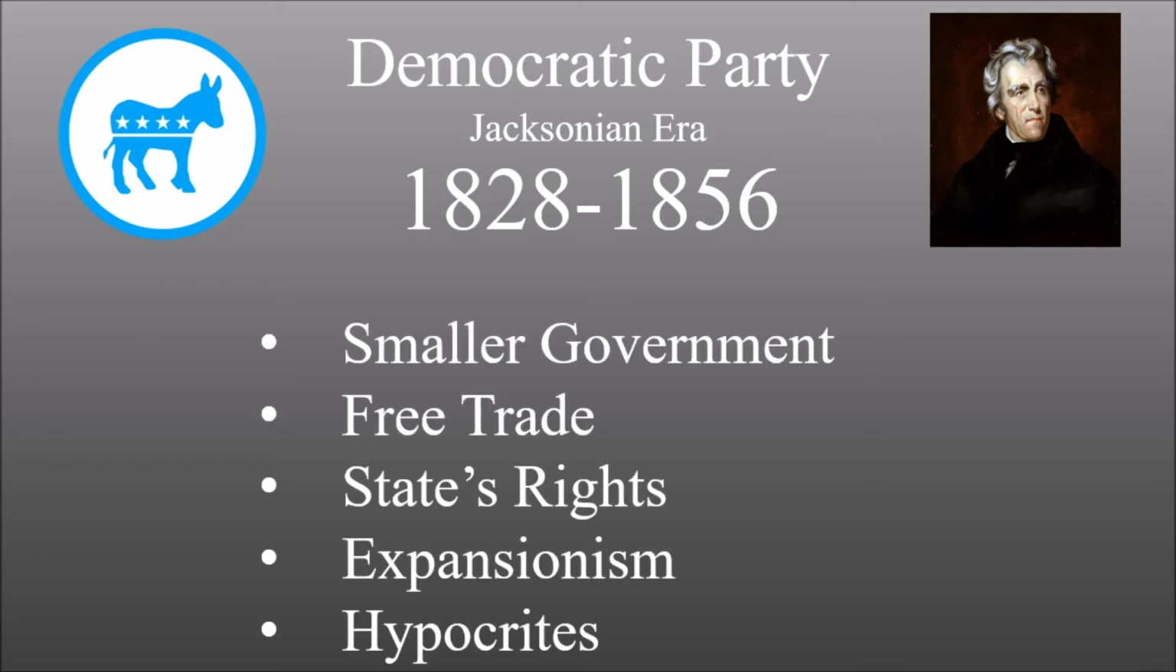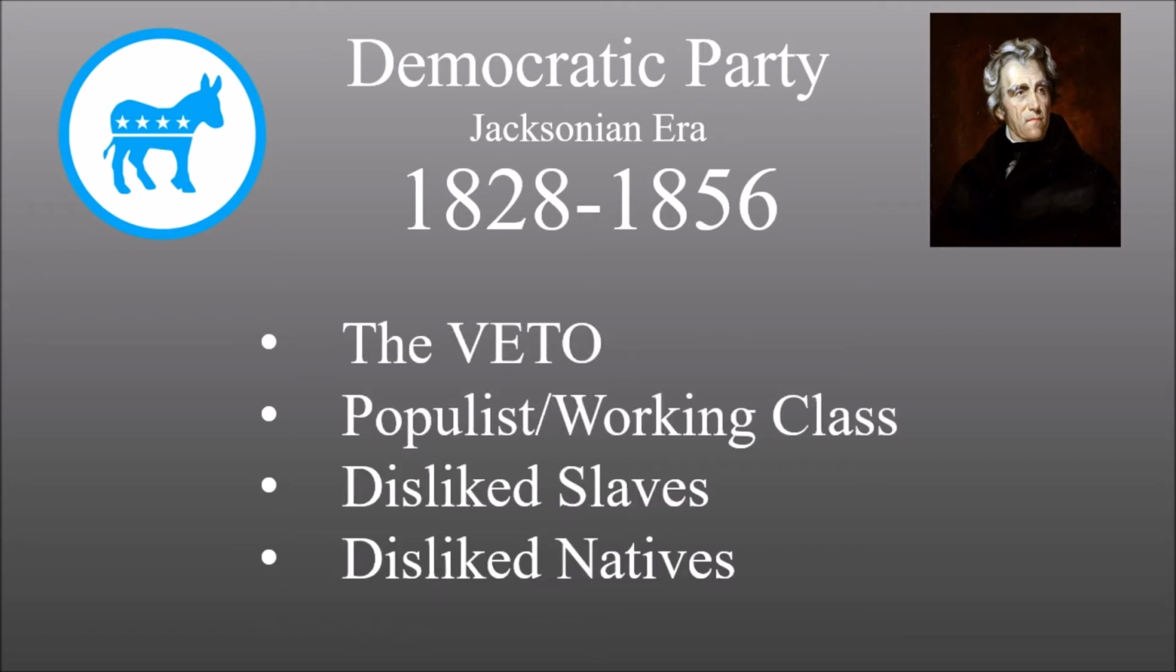The Jacksonians supported a smaller government, free trade, states' rights, expansionism, and the expansion of the office of the president to override the other branches of government, with his infamous veto, which he repeatedly used to override Congress. The party appealed to the poor, the rural, and the working class as a somewhat populist party. However, they had little care for slaves or the native population.